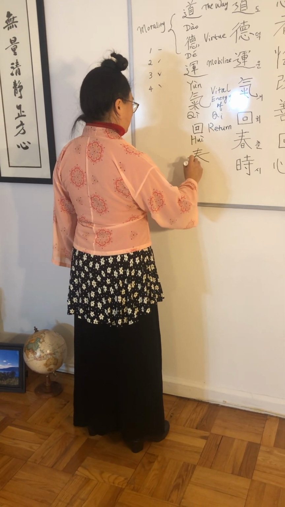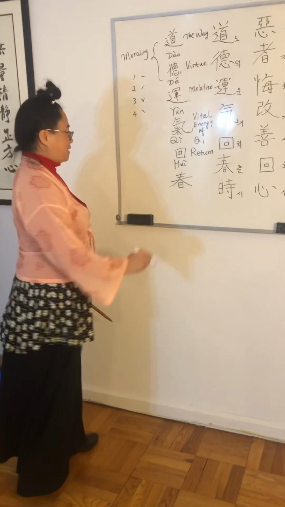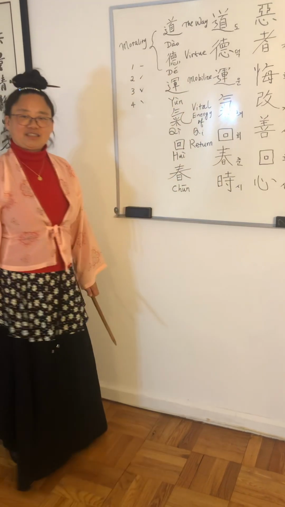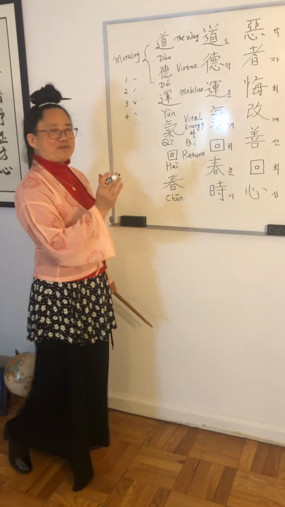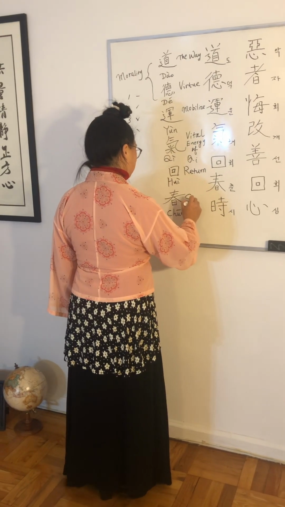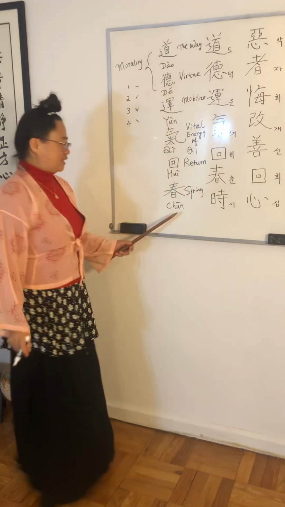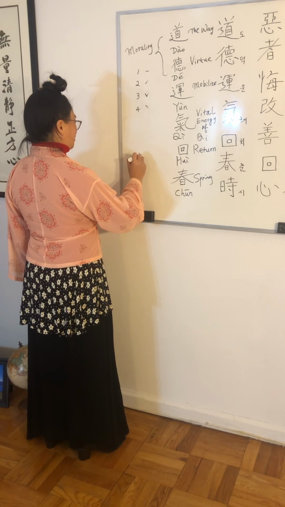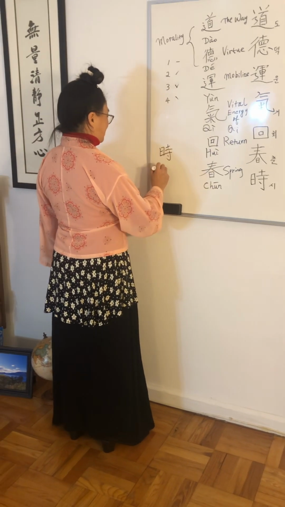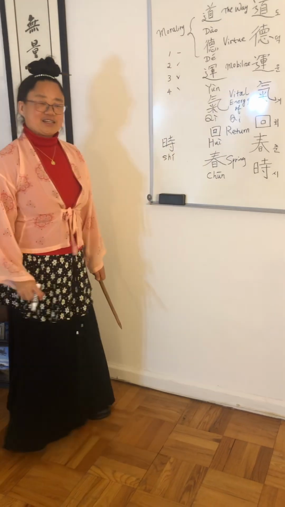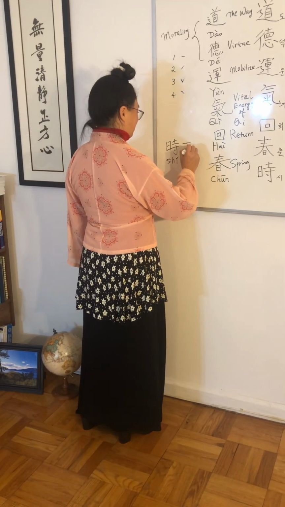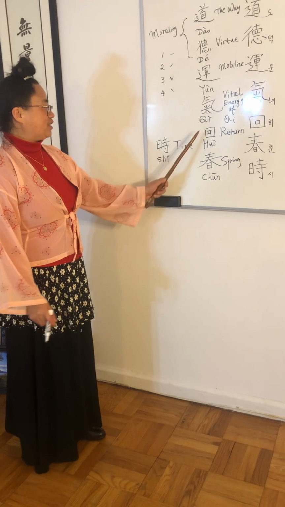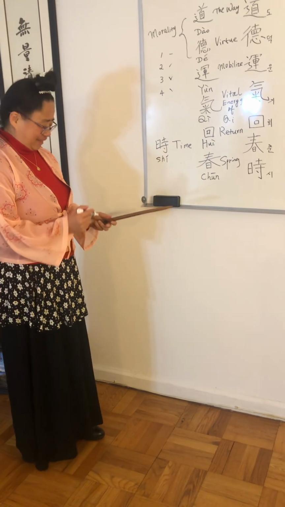It's a beautiful word. We all love it. Spring. 春, you see the sound is so pretty, right? 春, spring, the season of spring. This word is very precious. 时, time. Okay. 春时, springtime. Springtime returns, right?